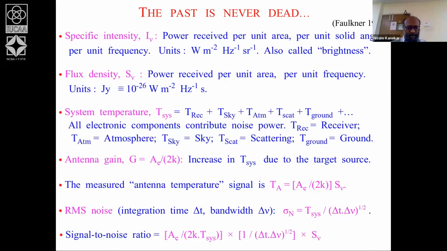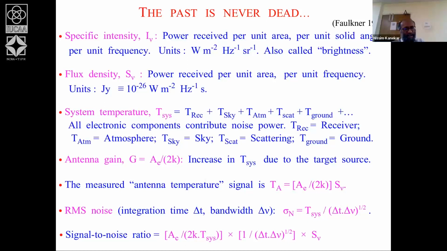So this is what we did yesterday. We first defined a quantity, specific intensity, which is basically the power received per unit area, per unit solid angle, and per unit frequency from the sky. This quantity is also called brightness. It has units, and it's important to remember these units because a lot of people mistake or interchange intensity and flux density. Flux density is obtained by integrating the intensity over the solid angle. So the units of specific intensity are watts per meter square per hertz per steradian.